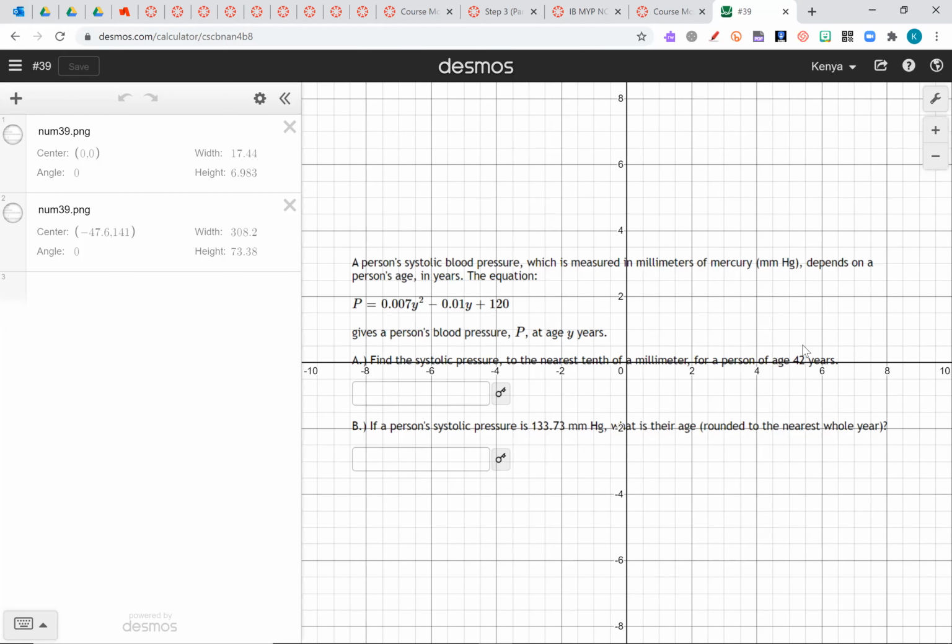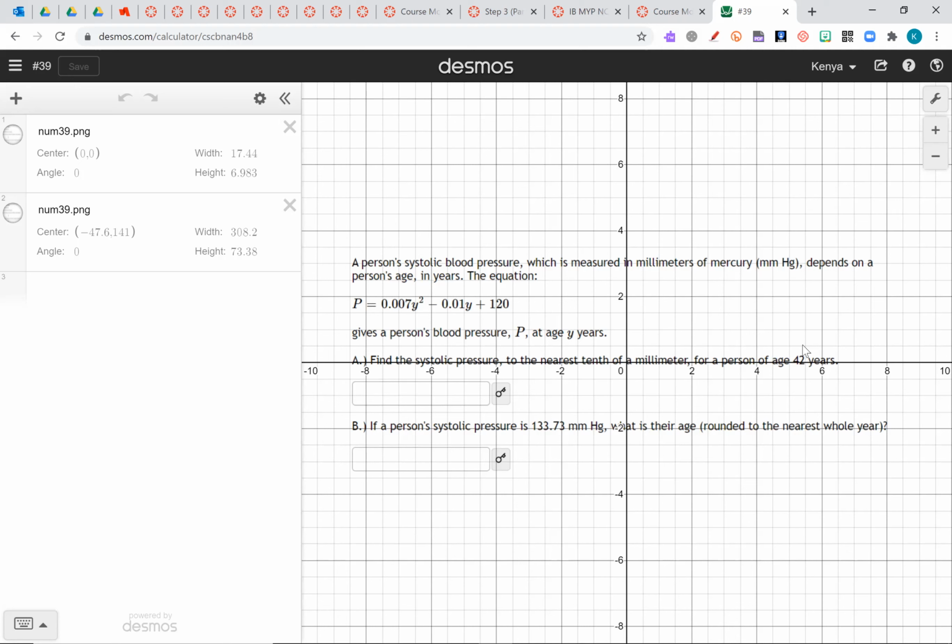Onward to the next example. A person's systolic blood pressure, which is measured in millimeters of mercury, depends on a person's age in years. The equation P, which again stands for the blood pressure, is equal to 0.007 y squared minus 0.01 y plus 120, where y stands for the number of years. So this function gives a person's blood pressure P at age y years.